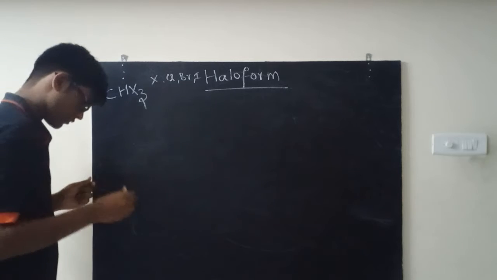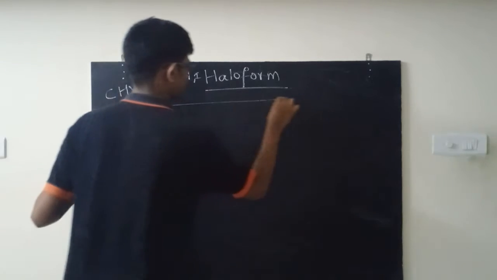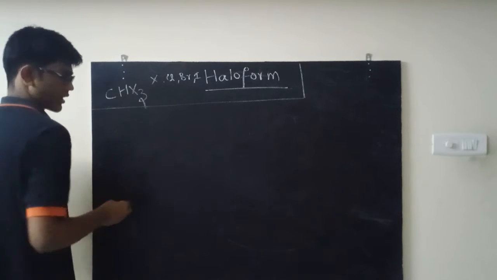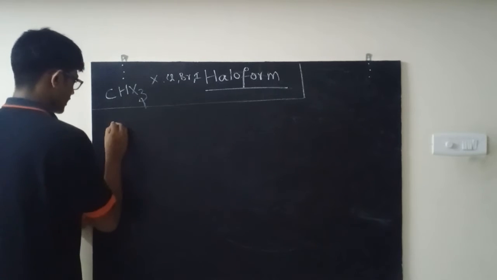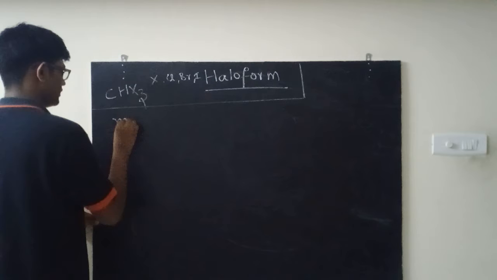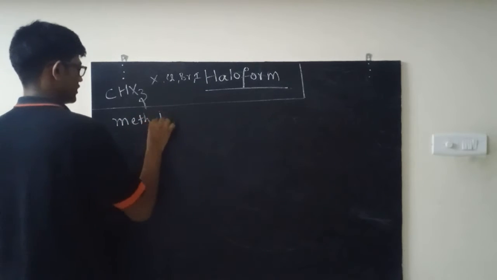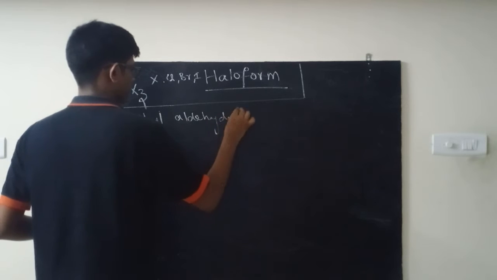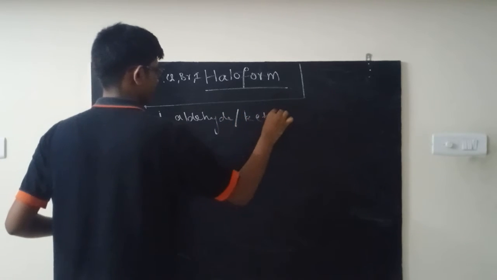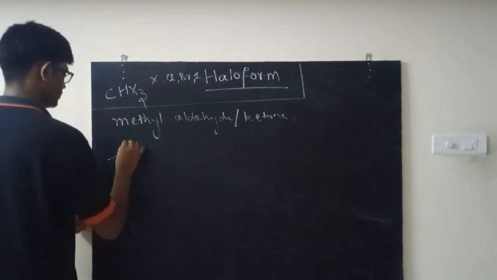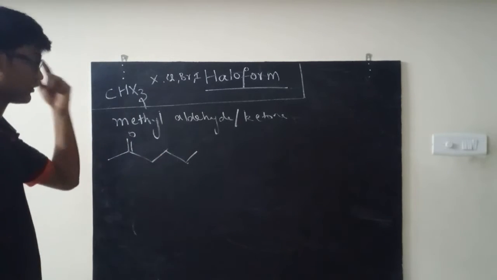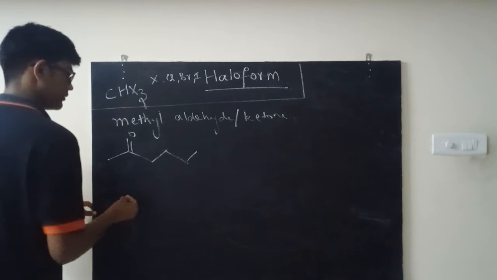The most common place where this is formed is if I have, say, an aldehyde or a ketone. The only important thing is that I should have a methyl. So basically a methyl, and you should have an aldehyde or a ketone or something. For example, if I have a methyl ketone, I can form a haloform with this.